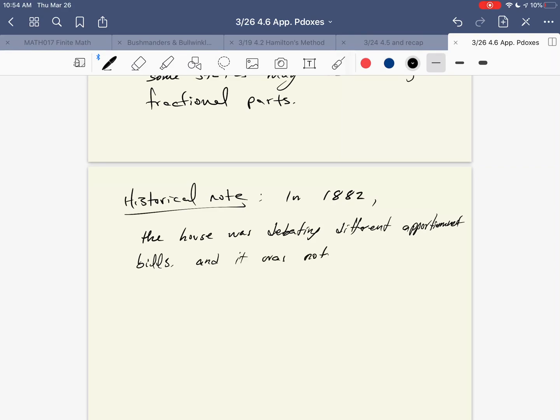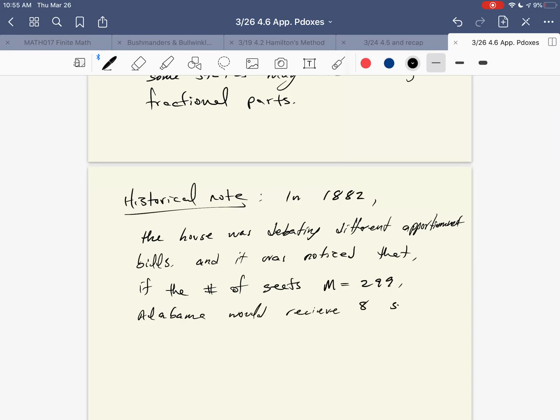And it was noticed that if the number of seats in the House was 299, M equals 299, Alabama would receive 8 seats. But if M equals 300, if they added just one more seat, Alabama would receive only 7.